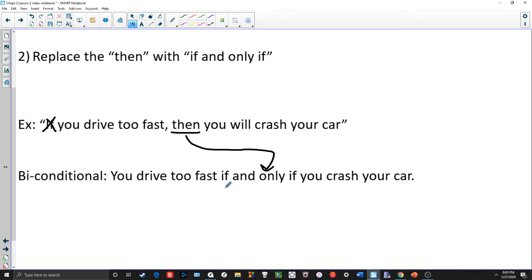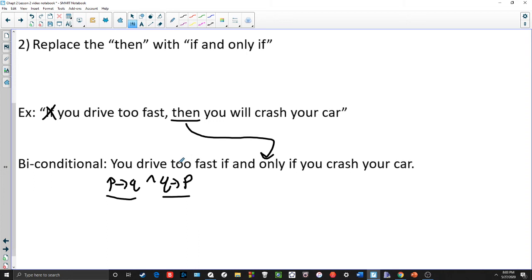So what this means here, in math lingo, is that if P, then Q, and if Q, then P. So if you drive too fast, you will crash your car, and you will crash your car if you drive too fast. That's what this is implying here.